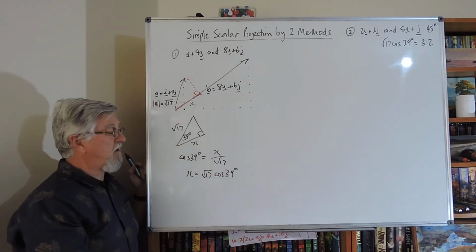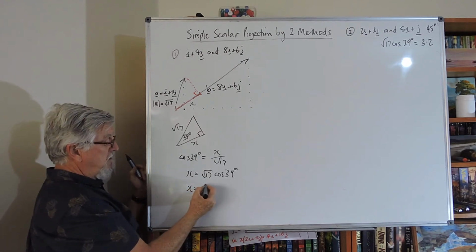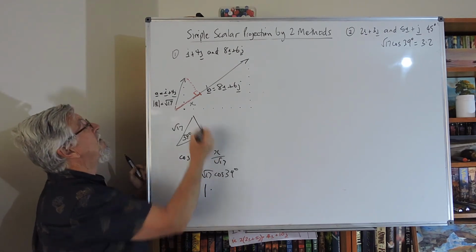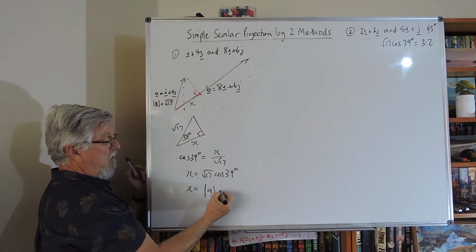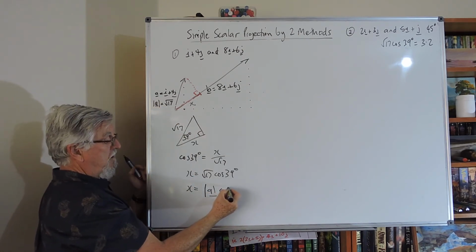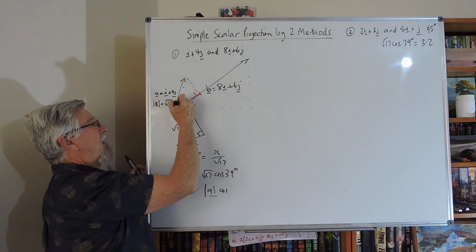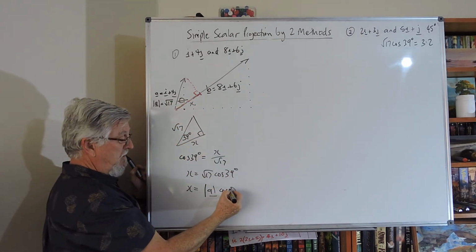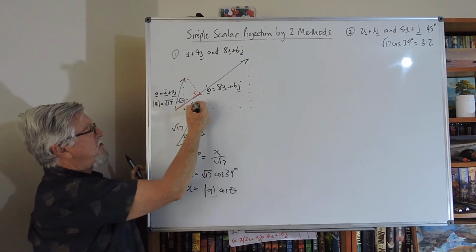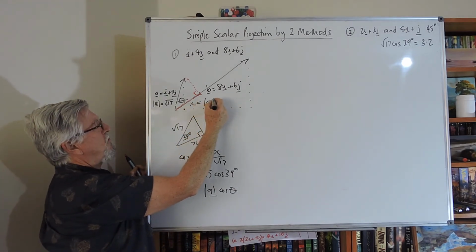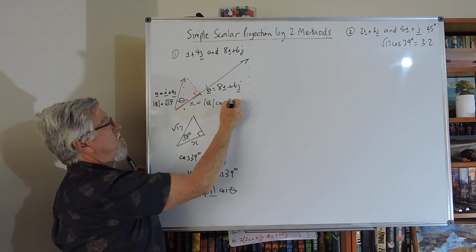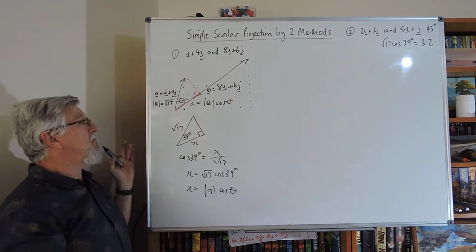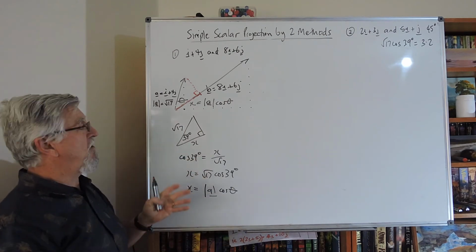Let's have a look at what we've got here. So x is the magnitude of this vector here, the magnitude of A, times by the cos of the angle in between, that angle there, in this case 39, cos of that angle there. So this is always going to be the magnitude of the one you're projecting from and the angle that's in between. So simple rule. Nothing to do with vectors, it's really just trigonometry.